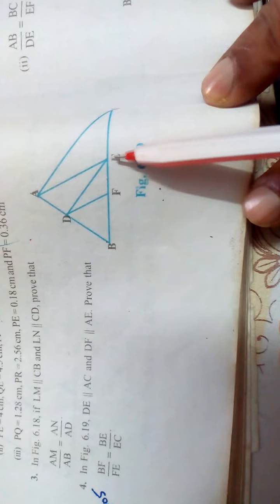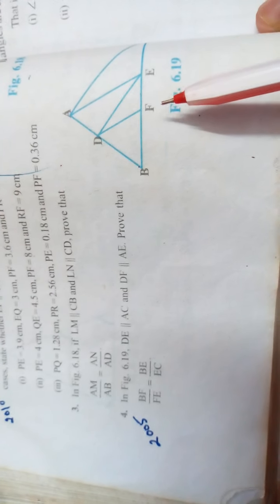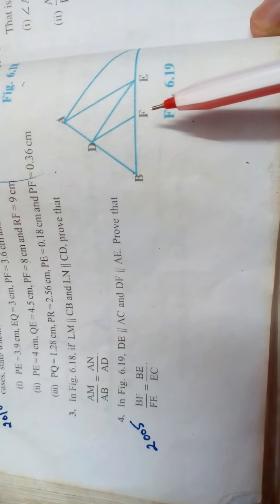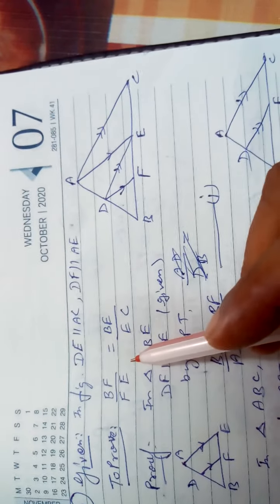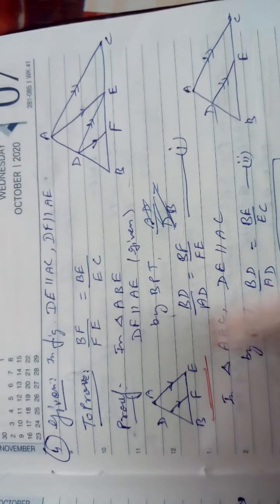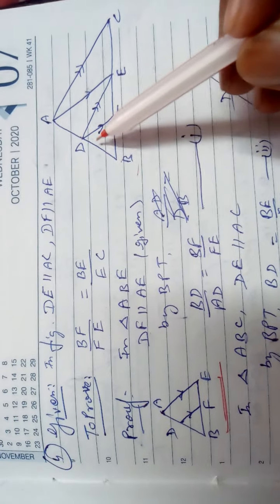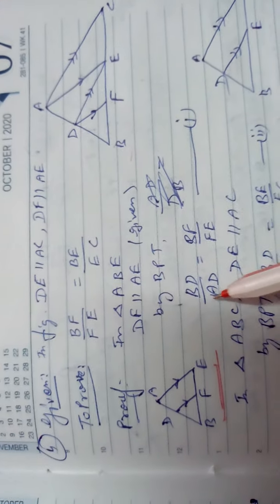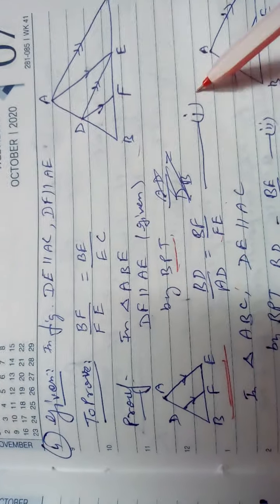Question number 4 is given with this figure. Here it is given DE is parallel to AC and DF is parallel to AE. You want to prove BF upon FE is equal to BE upon EC. So two separate triangles you will take. What is given you write down, what is to prove. Then I am taking only triangle ABE. DF is parallel to AE, so by BPT, BD upon AD is equal to BF upon FE, equation 1.